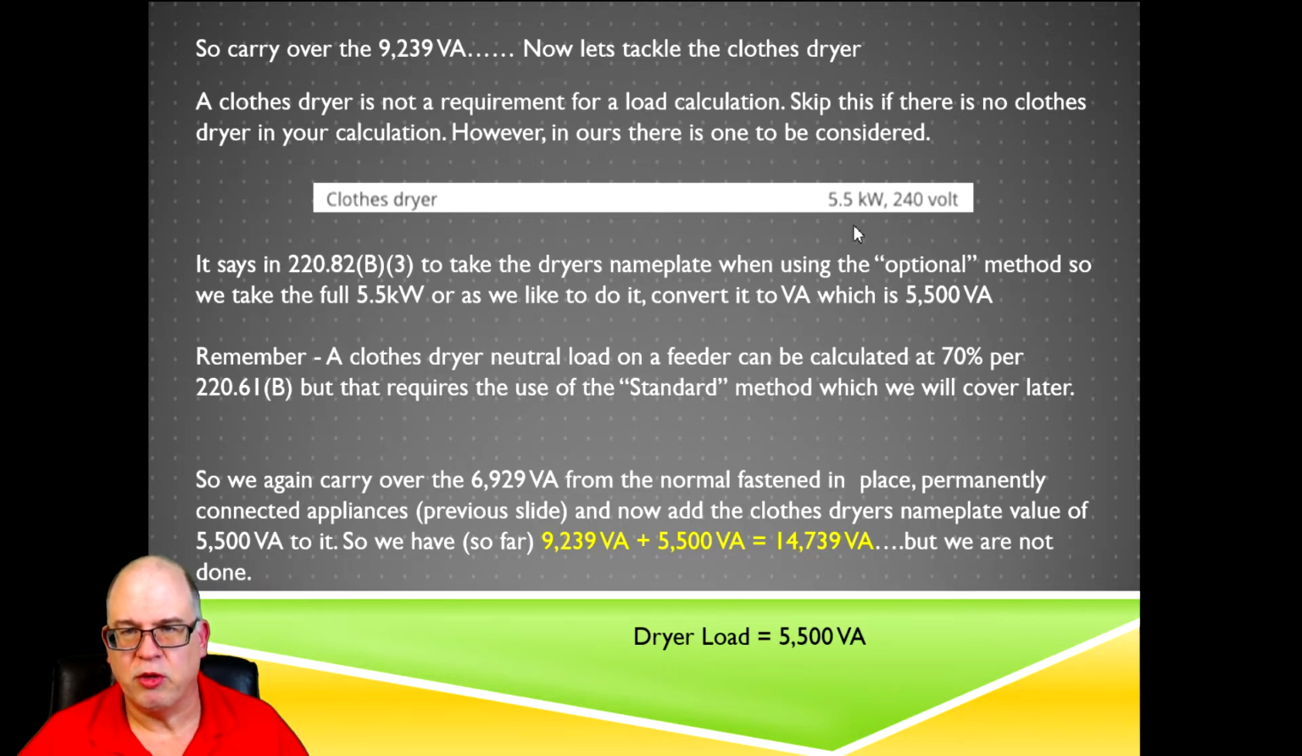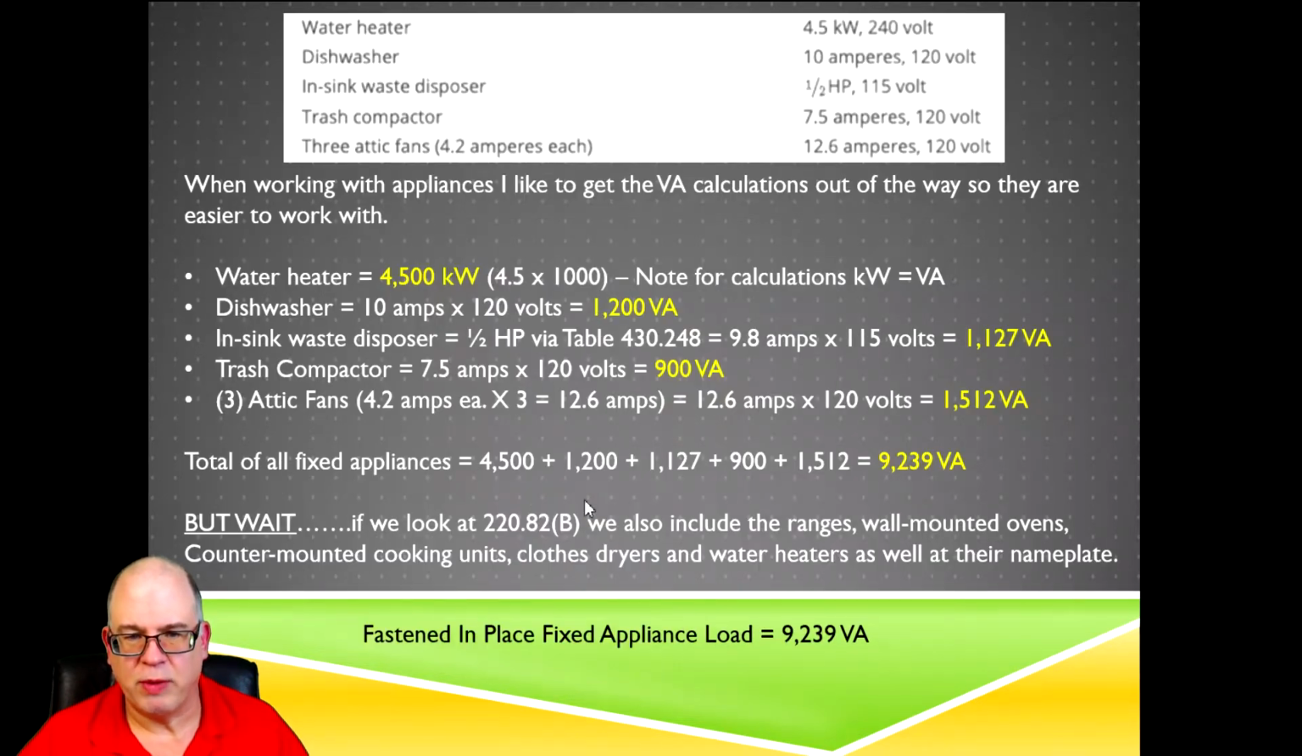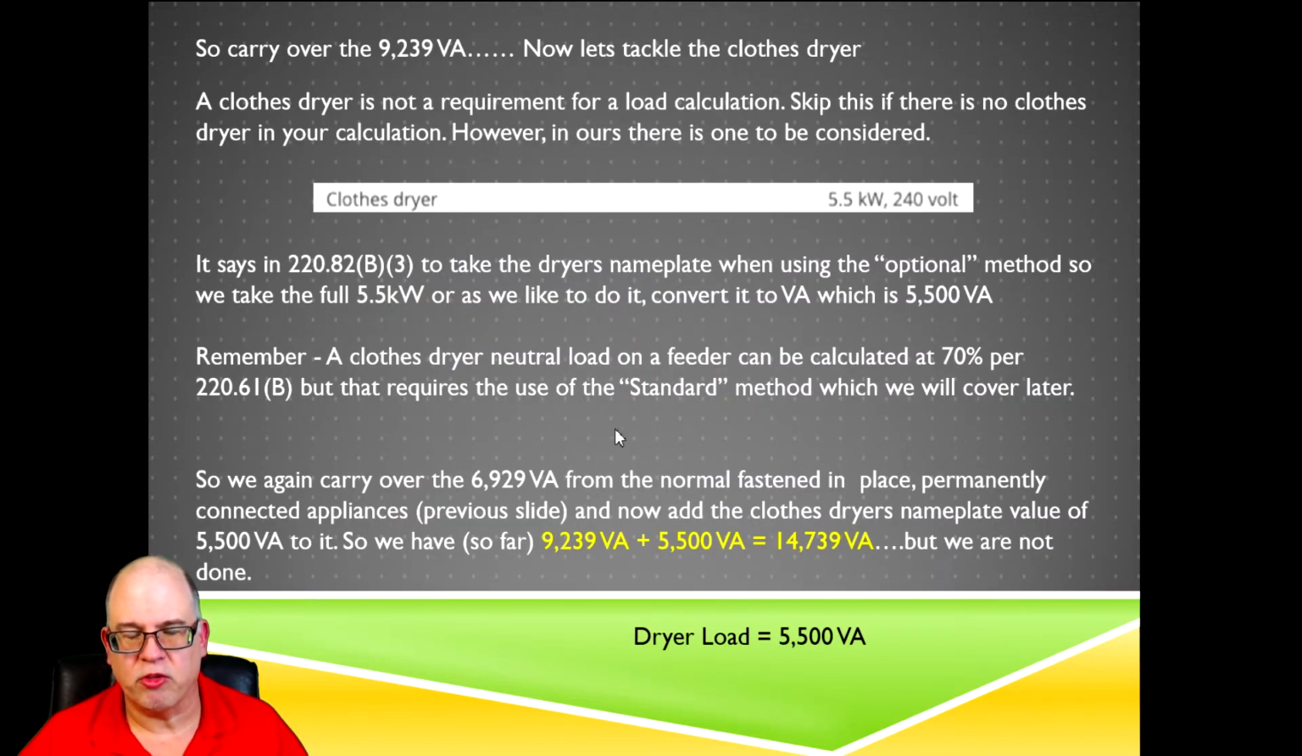And so when we do this, we're taking the value that we had from over here, which is 9,239. We wrote that down. That was our appliances. Now we're going to move through the dryer and move through the air conditioning. The cooking and the clothes dryer. So we carry this over just to keep it there to remember it for later, but we'll add it all later and not worry about it. So 5,500 VA.